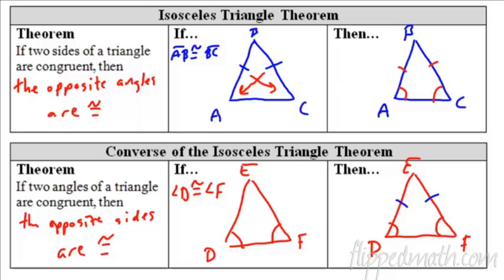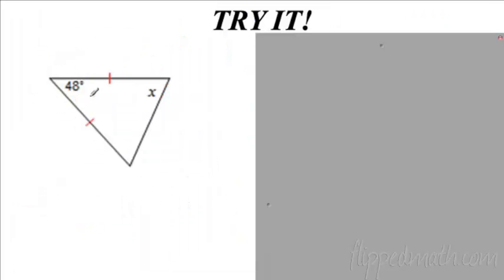Excellent. So can we do that with some numbers here? Let's try it. I love these. So here we go. So I see, oh, these two angles are congruent. So it's isosceles, and that means this is equal to this. Well, if this is equal to this, this is also x. So can I solve for x? Sure.